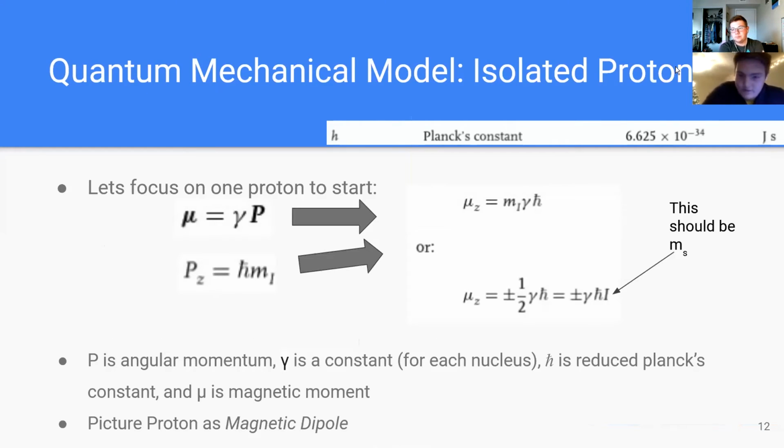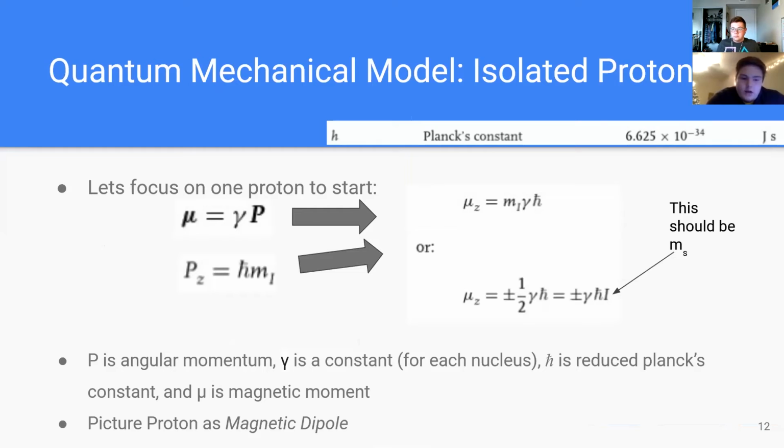Okay, so we'll dive into basically using a quantum mechanical model for an isolated proton. Now keep in mind throughout these slides, it's for an isolated proton. It's not for a full nucleus. So if you take one proton away, it's kind of like thinking of a hydrogen atom without an electron.